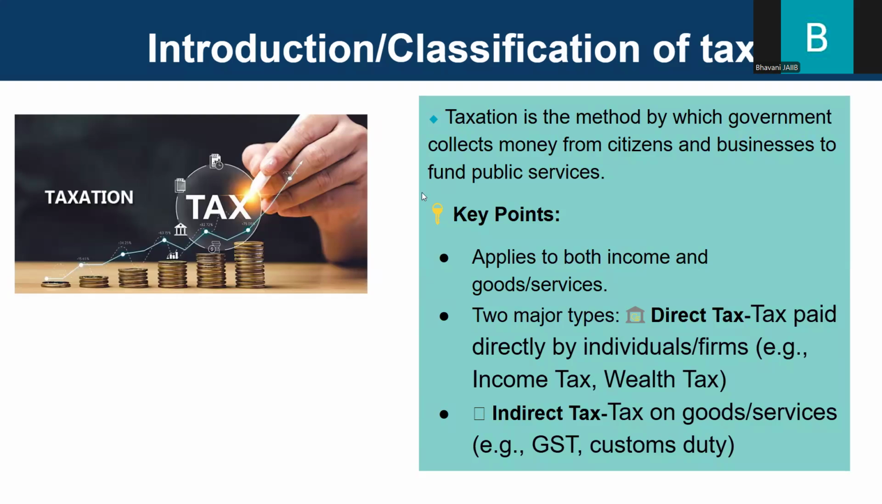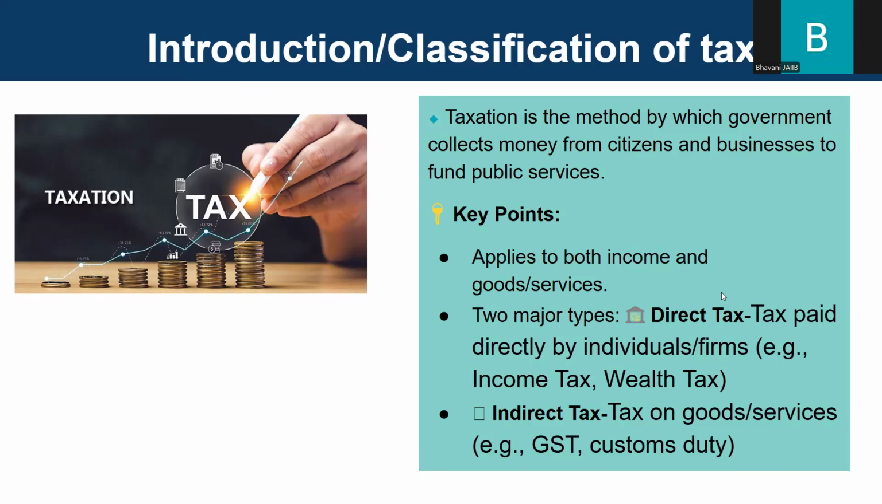Taxation is how the government collects money from us to build roads, hospitals, schools, and more. It is the method by which government collects money from citizens and businesses to fund public services. There are two main types: direct tax and indirect tax. It applies to both income and goods and services. We pay the GST, right? So that is also included, and it's also applied to the income.